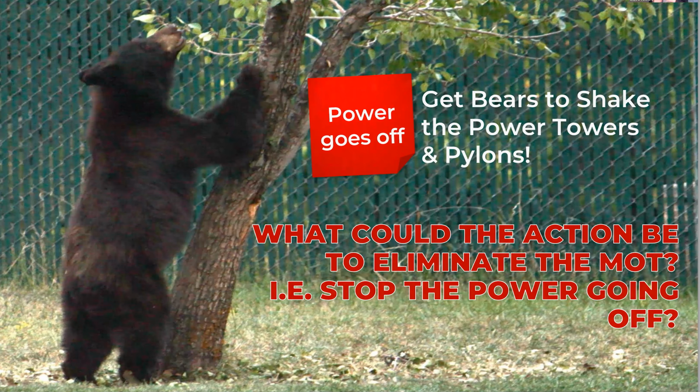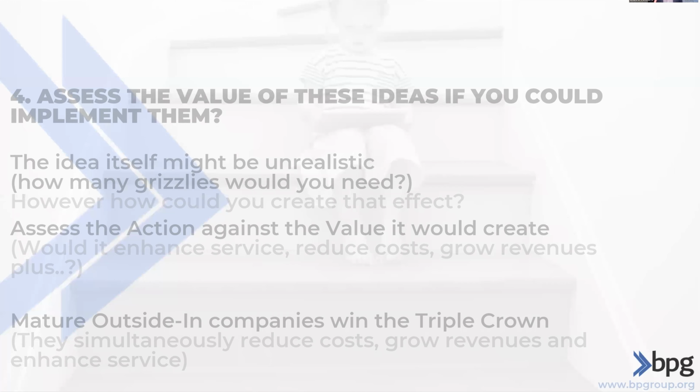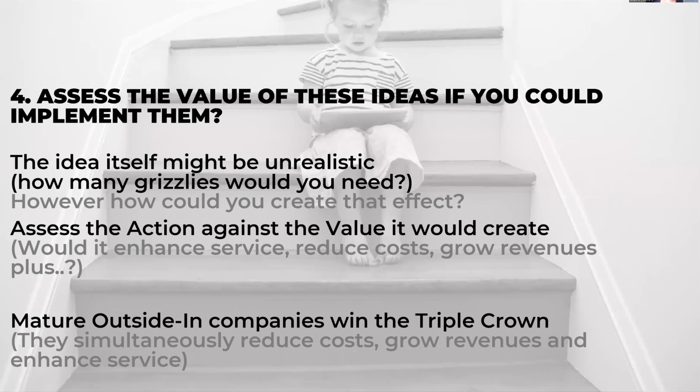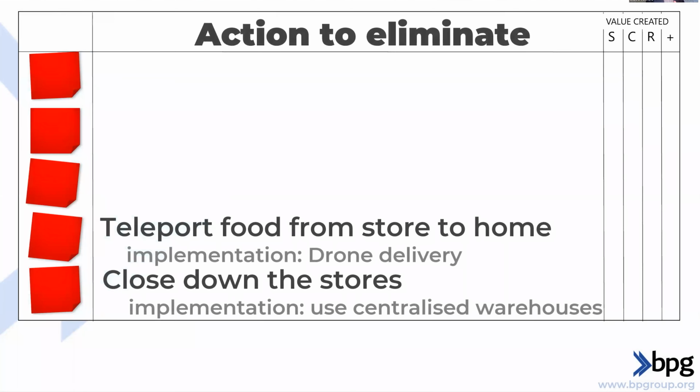So what you want to do is understand that the ideas themselves might be unrealistic, but it's how would we create that effect? How would we implement that as something practical? And now what we want to do is assess the value created against doing that. And mature outside-in companies win the Triple Crown. You can see the articulation of that over on the right-hand side there, where we've got a value created column, and it's got S for service, C for cost, R for revenue, plus.